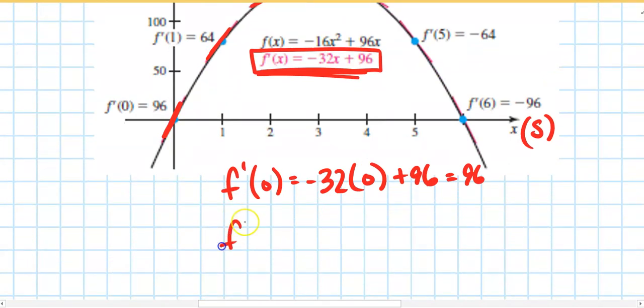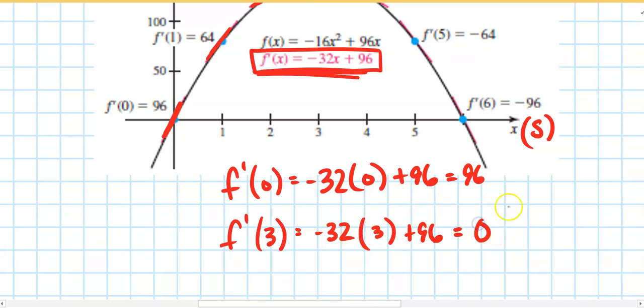We said that by the time 3 seconds has passed, the object has reached the apex of its path, and that's further supported by this claim. If we substituted the number 3 into this equation, we now have negative 32 times 3 plus 96. Now, negative 32 times 3 is negative 96, so when added with 96, we get 0.